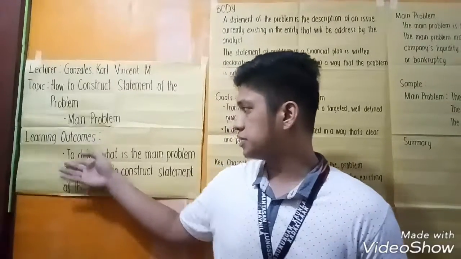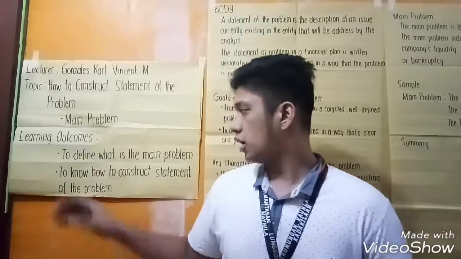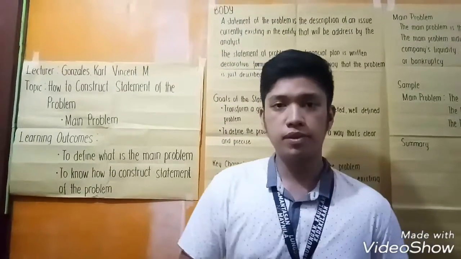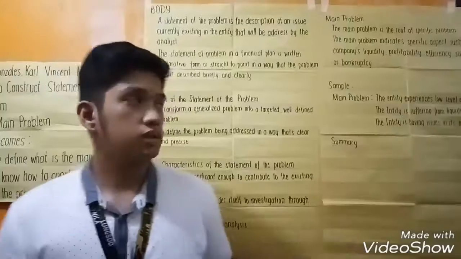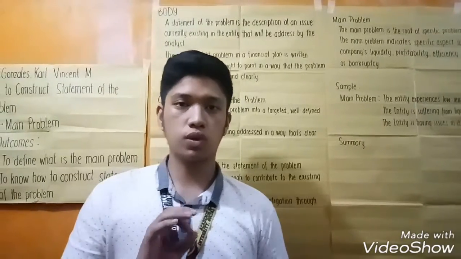My learning outcomes is for you to define what is the main problem and for you to know how to construct the statement of the problem. Statement of the problem, or simply SOP, is the description of an issue currently existing in the entity that will be addressed by the analyst. Generally, a statement of the problem is an outline of the negative points of a current situation of the entity, and it explains why these problems matter.